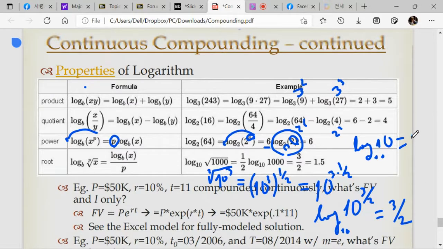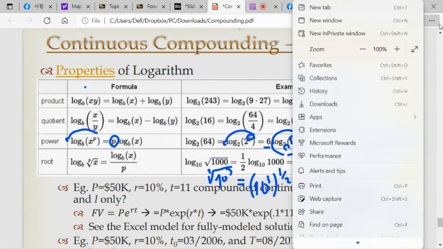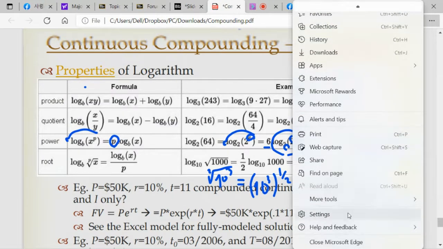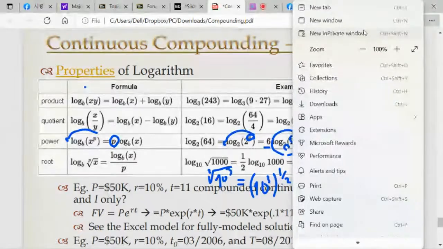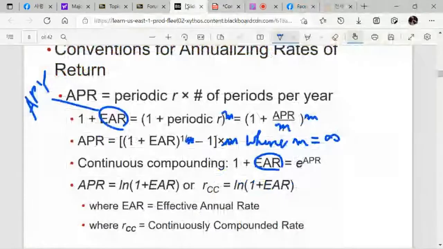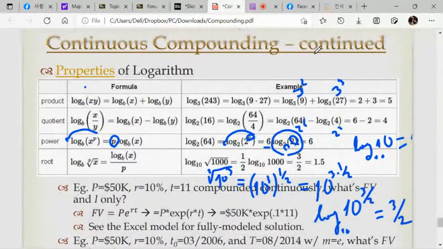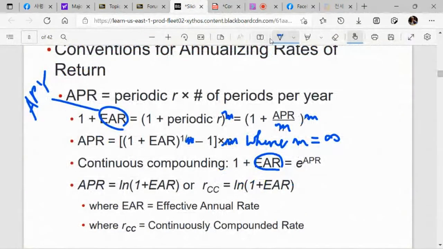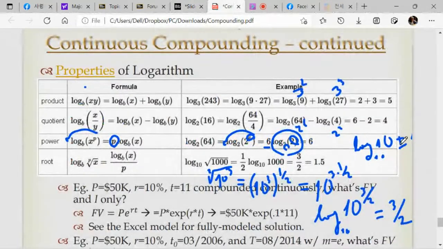Where is that bar? That bar disappeared. Yeah, I need something like this, but that disappeared. Okay, let's see if this works also here. No.